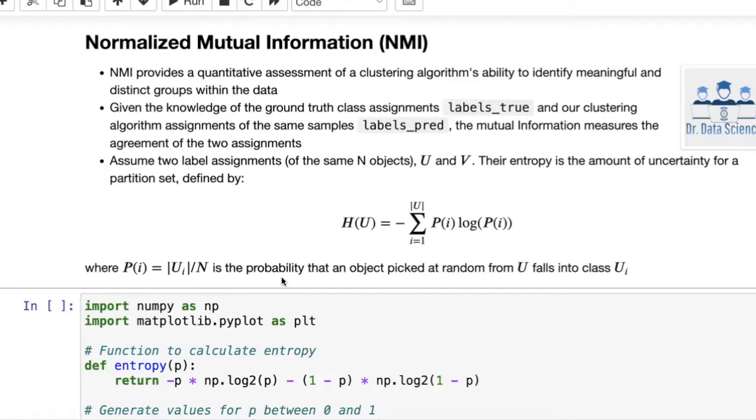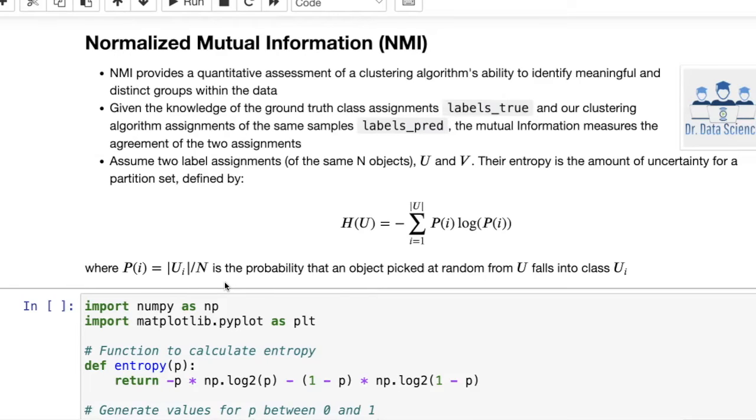And what is this P_i? The P_i is, in this case, the probability that an object picked at random from U falls into class U_i. So this means that you're going to count how many data points have the label U_i, and then you divide this number by the total number of data points that you have, or the length of the assignment vector that you have. So what does this mean?